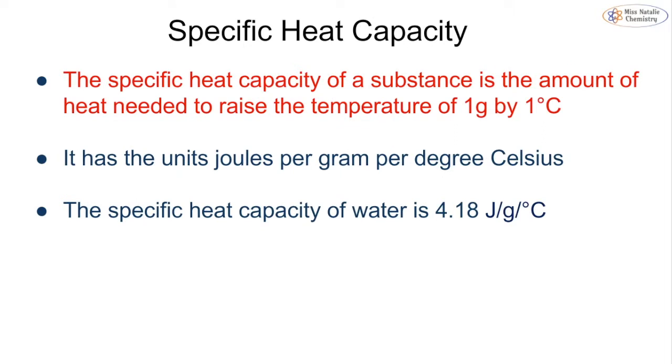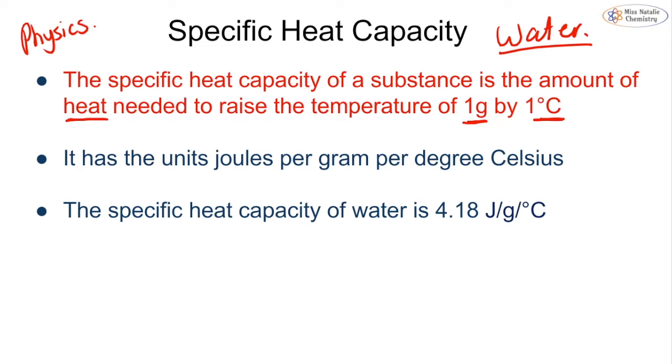Now we need to understand a very specific value that relates to our water, and this is known as specific heat capacity. Now you may cover this in physics in more detail, but we just simply have to know the specific heat capacity as it relates to water and water only. So specific heat capacity of a substance is how much energy is needed to raise the temperature of 1 gram by 1 degree Celsius. So we're linking heat energy, mass, and temperature.